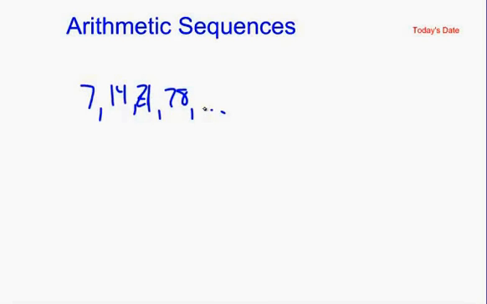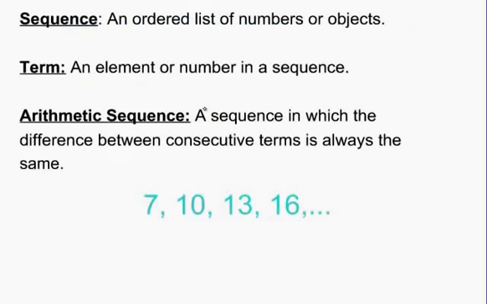So a couple definitions first. First definition is sequence. It is an ordered list of numbers or objects. Ordered is important because they actually follow an order. So that could be something as simple as 2, 4, 6, 8, and so on. That is a sequence.